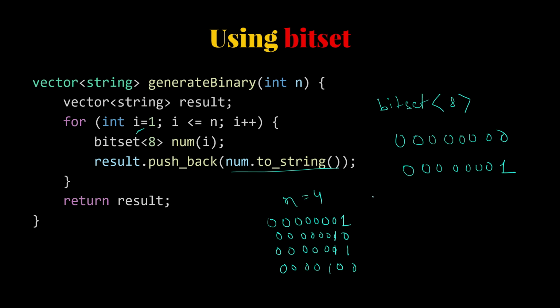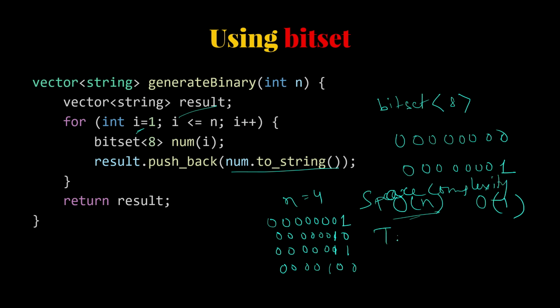So what is the space complexity first? If we consider the result, then it is order of n. Otherwise, if we are not considering it, the space complexity is order of 1. And what is the time complexity? You might have already guessed it. It's order of n, since we are iterating from 1 to n.